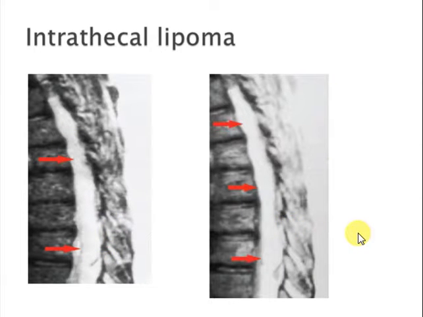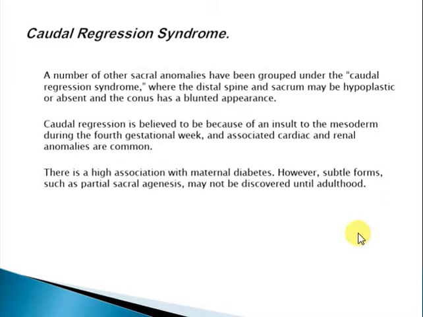There is something called caudal regression syndrome. Caudal regression syndrome is just a bunch of sacral anomalies that have been grouped under this name, where the distal spine and sacrum may be hypoplastic or absent, and the conus will have a blunted appearance. We will see an example of that in a while.